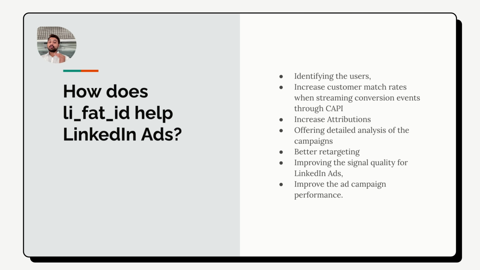LI-FAT ID is one of the crucial parameters that helps in improving your LinkedIn ad signal quality. Once the signals are sent, the algorithms of LinkedIn will train on that and will give you better ad campaign performance. So, majorly, this LI-FAT ID plays a crucial role in improving the signal quality for LinkedIn ads. Therefore, the better the signals, the better the ad campaign performance. The ad algorithms will be able to understand which user resulted in which ad conversion and what is the complete journey of the user using this LI-FAT ID.